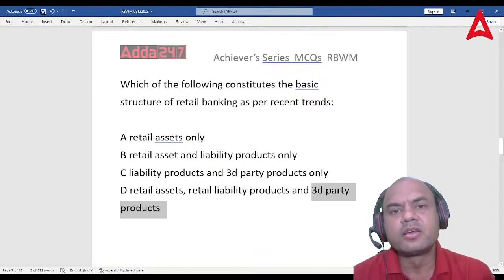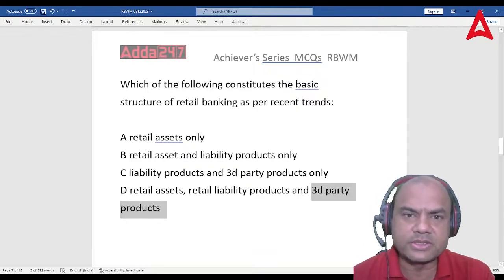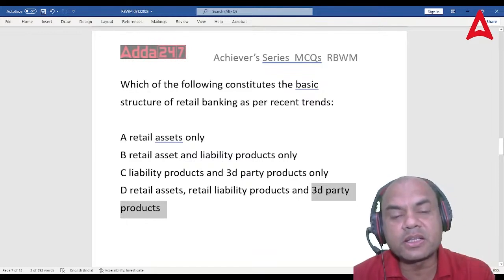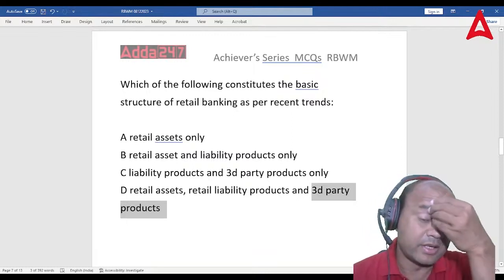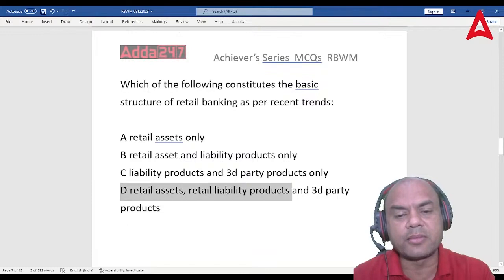Insurance, insurance. I go to the bank for FD, I come out with insurance. I go to the bank for savings, I come out with insurance. I go to the bank for depositing the cash, I come out with insurance. That's the same. So, it is what? All of these three. Retail assets, retail liability and third party.